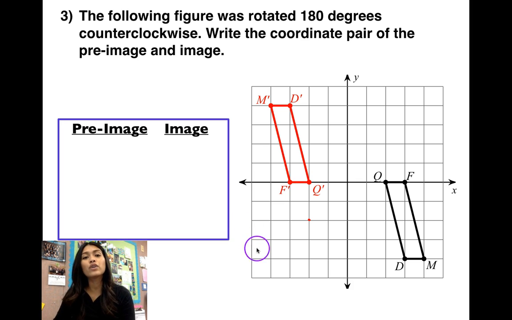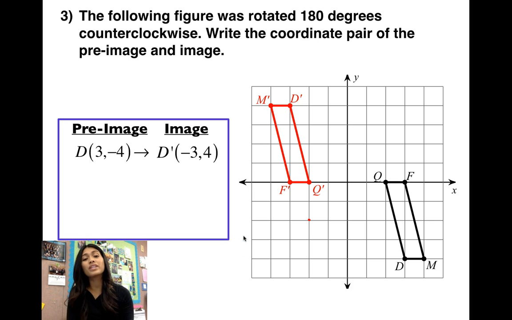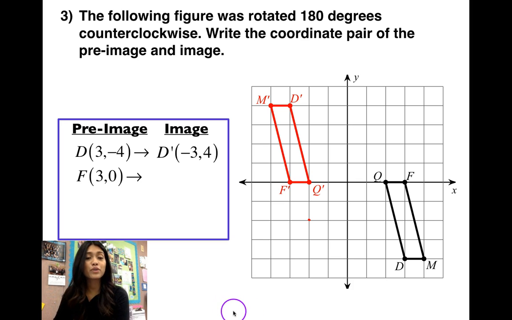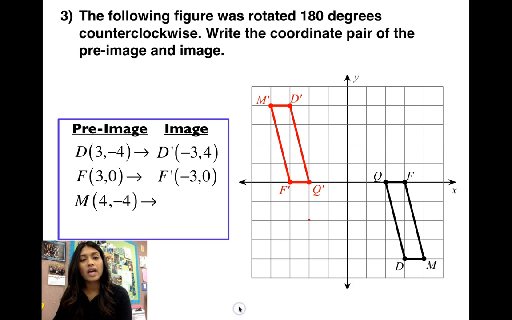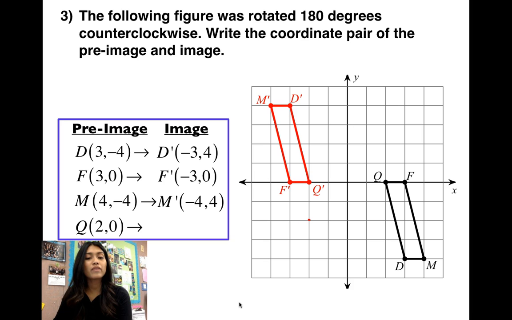Okay, so let's take a look. Hopefully you had the following. You got D is 3, -4, and you got D prime to equal -3, 4. For F, you should have gotten 3, 0, and F prime should have been -3, 0. M was 4, -4, so M prime should have been -4, 4. And for Q, we have 2, 0, and Q prime should be -2, 0.